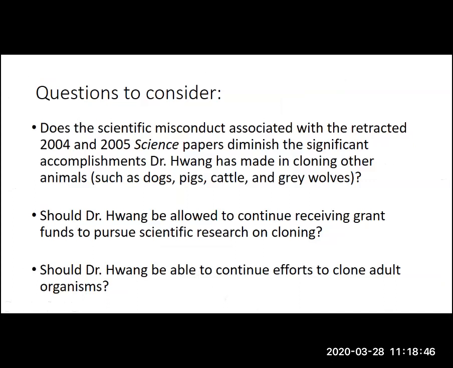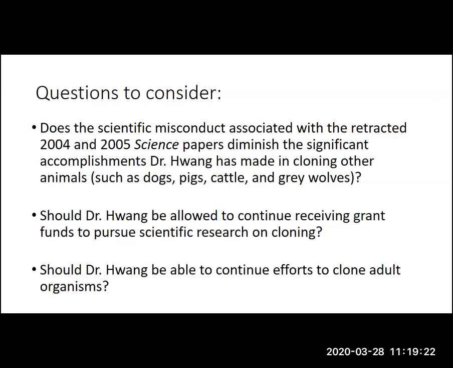Some potential questions to consider as you're thinking about this. Does the scientific misconduct associated with the retracted 2004 and 2005 Science papers diminish the significant accomplishments Dr. Huang has made in cloning other animals? I haven't shown you this stuff, but Dr. Huang has been successful in doing the dogs, which we showed in the Nature 2005 paper. He's doing pigs and cattle based on characteristics that are needed for agriculture, as well as has done some cloning of gray wolves as an example of an endangered species.